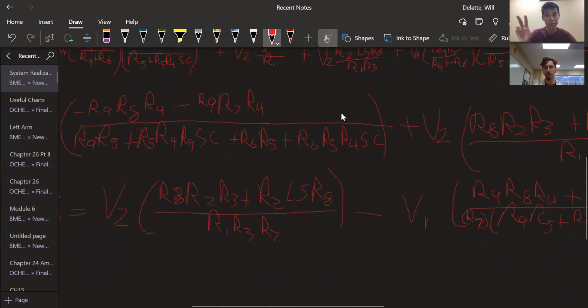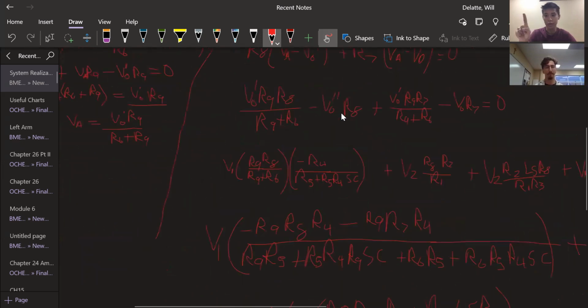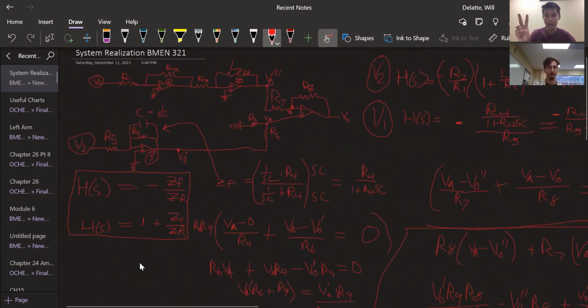There are only 2 things you really need to know for solving a circuit like this. It's your transfer function rules and your op amp rules. If you know the 2 of those, then you can do everything else from there just using algebra.